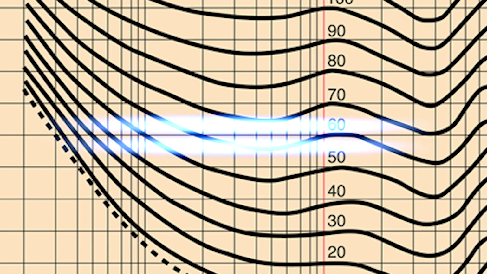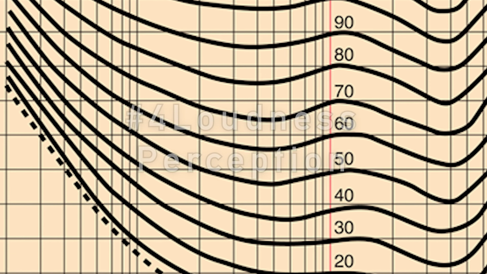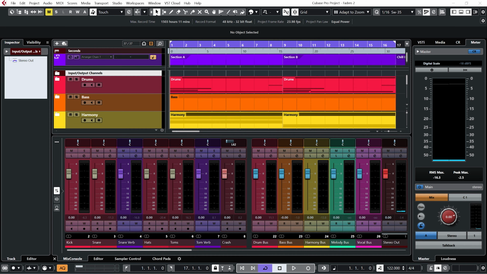Now, reason number 4 is that we have a different perception of sound when we're listening to it at a higher volume compared to when we're listening to it at a lower volume. And this is especially true when we're working with reverb sends and delay sends, which is why I have these set to VCA faders. So right here I've got the very beginnings of a very simple track.